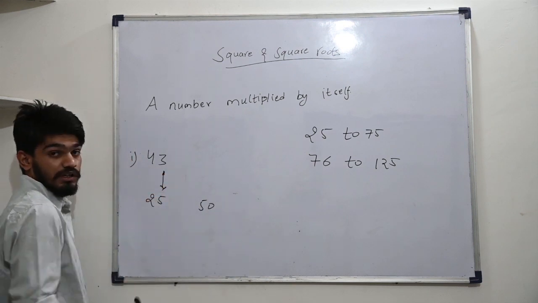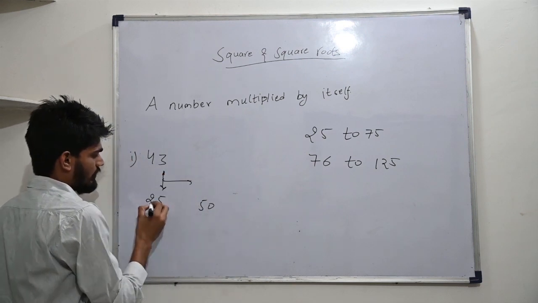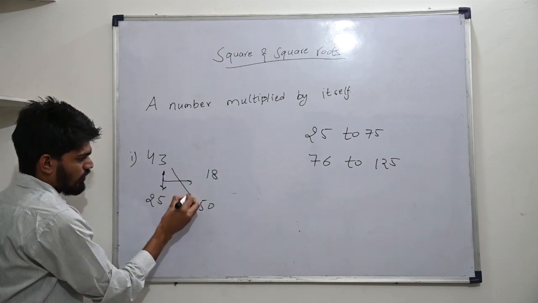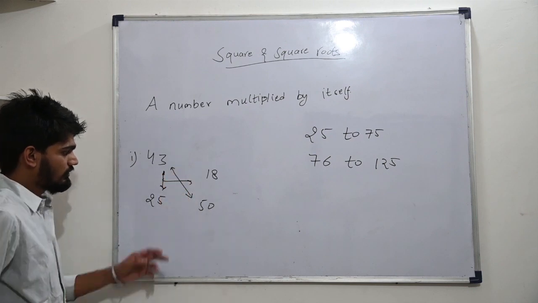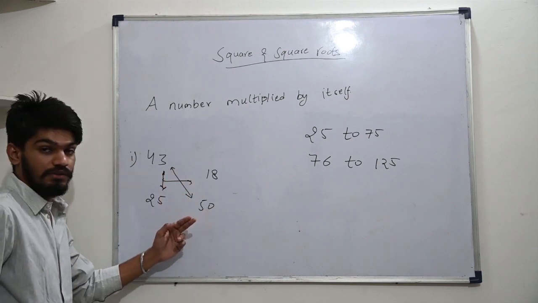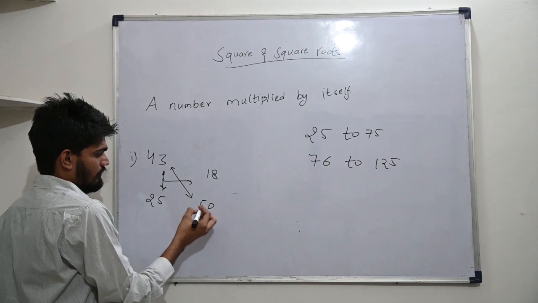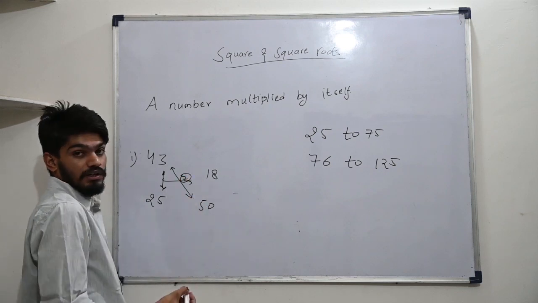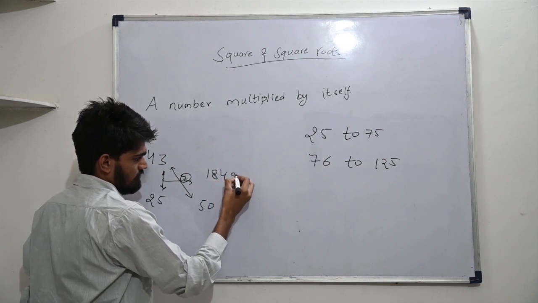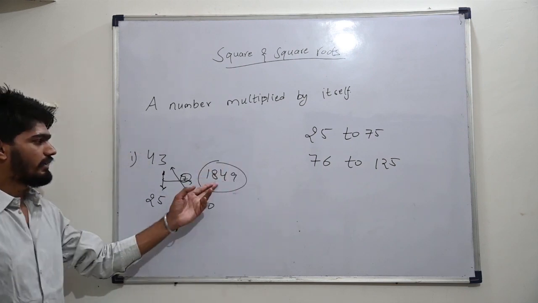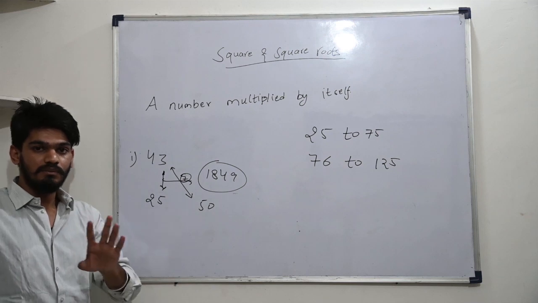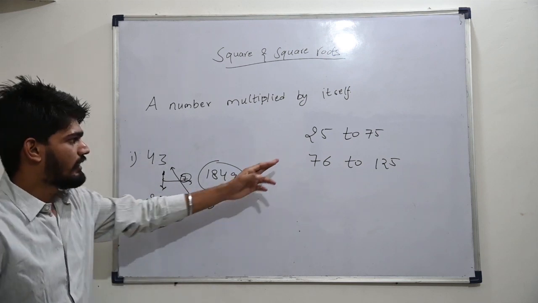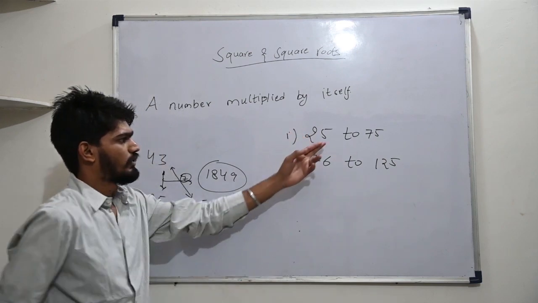The difference with 25 will be 18, and then we take the square of the difference with 50. What is the difference with 50? 7. Its square is 49. That is the square of 43: 1849.